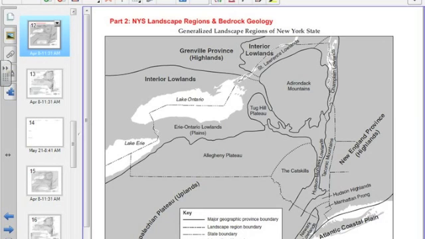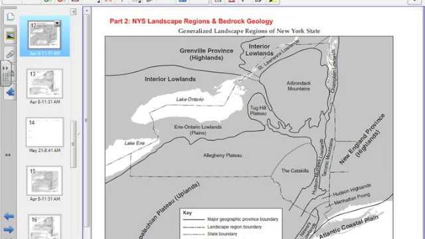Landscape regions of New York State map found on page 2 of your reference table, and we're going to connect that to the bedrock geology map found on page 3. Let's start with page 2, landscape regions of New York State. This map shows the different landscape regions in New York.